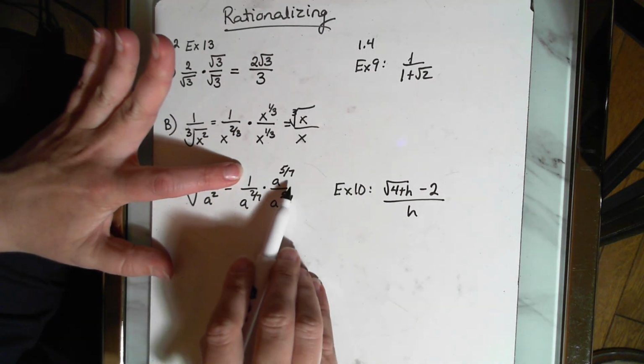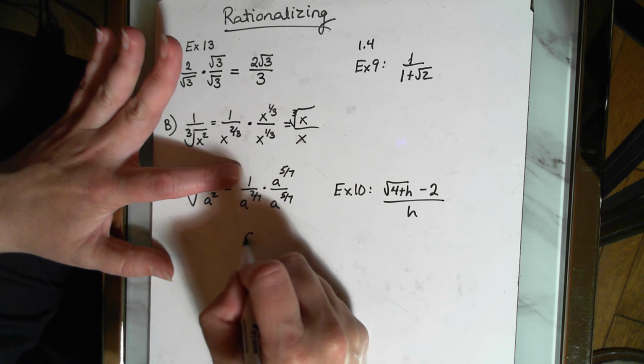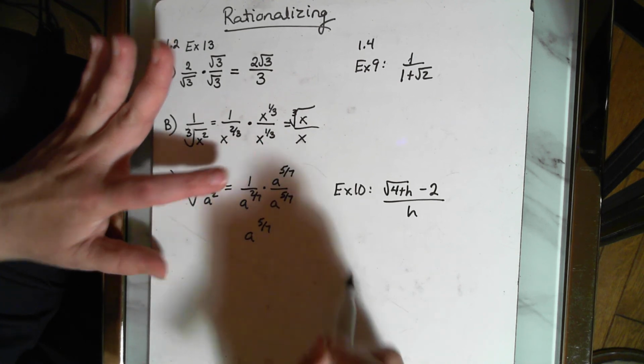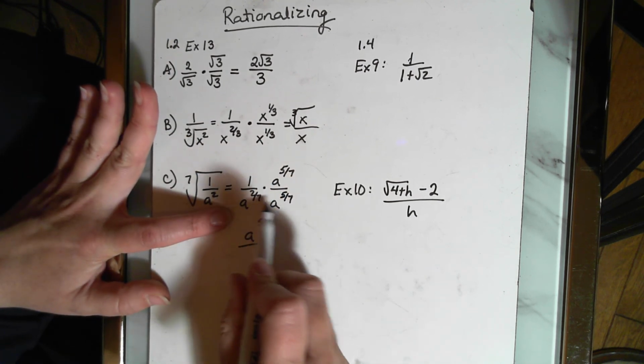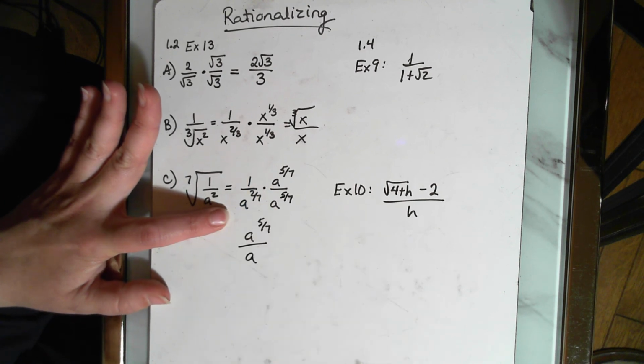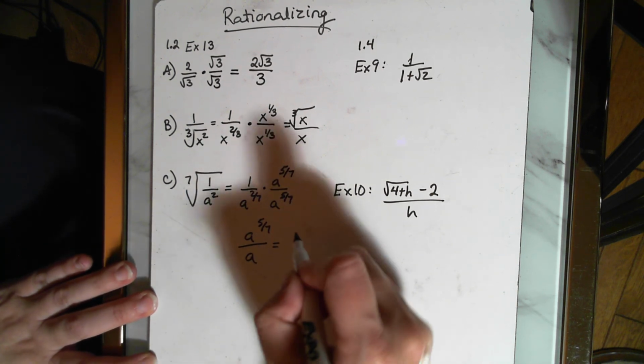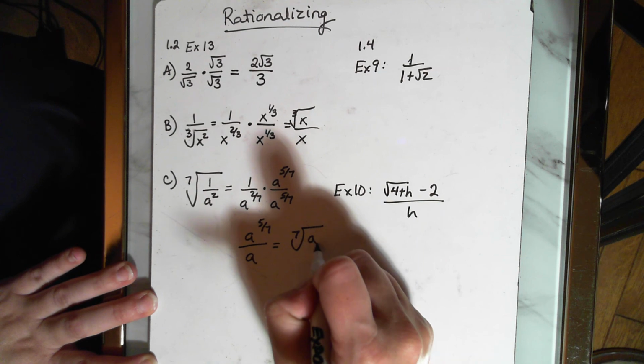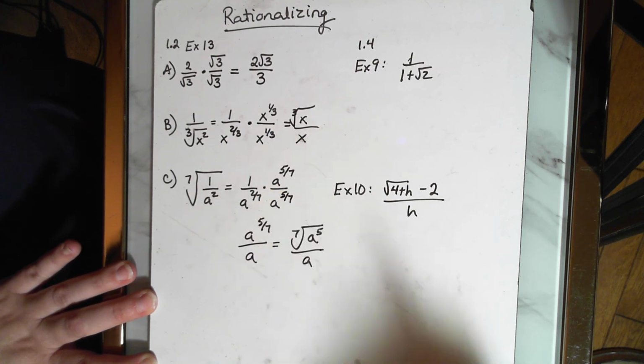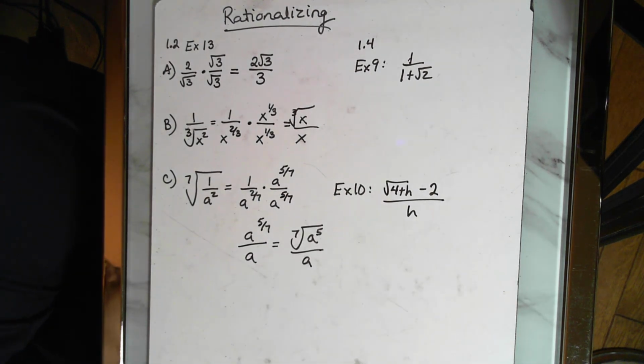So I'll just multiply the numerators. 1 times that is just a to the 5/7. And in the denominator, this just adds to 1, so it's a to the 1st power. Now again, we should put this back into a root form because they gave us a root in our original question and they didn't ask us to use exponents. So this is the 7th root of a to the 5th all over a. And that's my result for that.